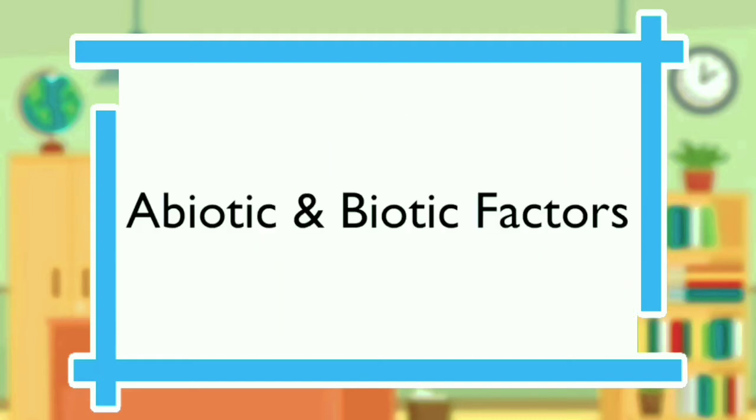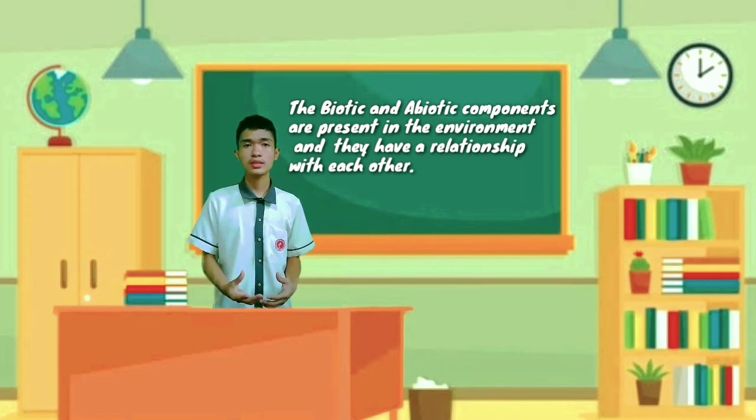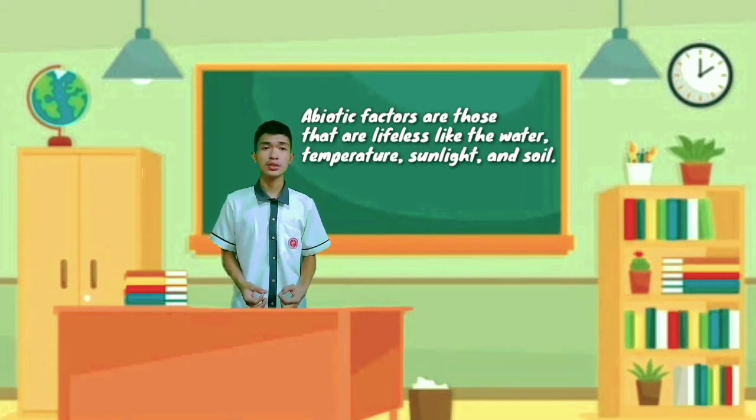Abiotic and biotic factors. What does the video say? Yes, the biotic and abiotic components are present in the environment and they have a relationship with each other. The biotic factors are those that are enabled to grow, like the plants, animals, bacteria, and even humans. While the abiotic factors, on the other hand, are those that are lifeless, like the water, temperature, sunlight, and soil.